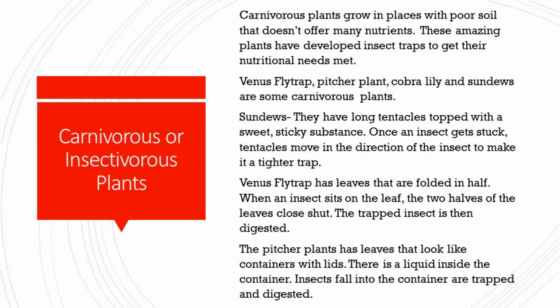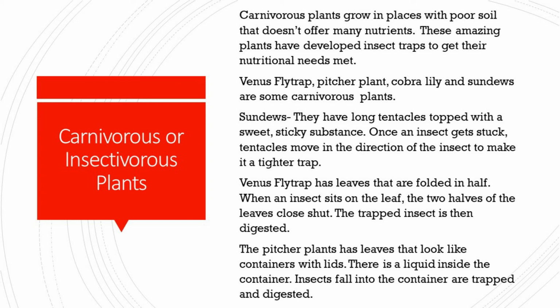Carnivorous plants, as you all know, carnivorous animals means the animals which eat only the flesh of other animals. So like that, carnivorous plants also grow in places with poor soil. Now, what happens in poor soil? They do not get any nutrients from that soil. So how do they take nutrition? They are trapping the insects to get nutritional needs. So from their body they are taking the nutritional values.